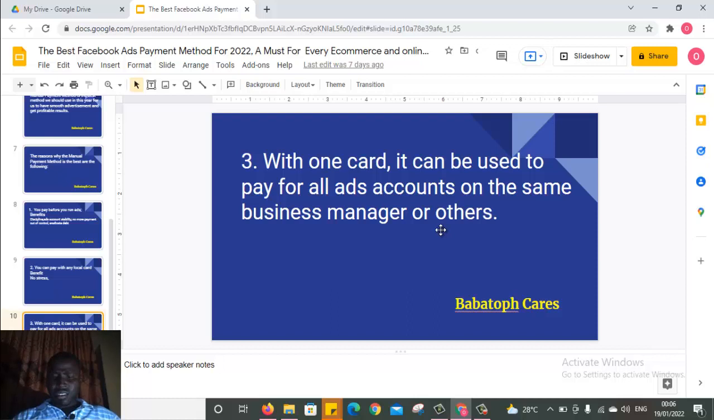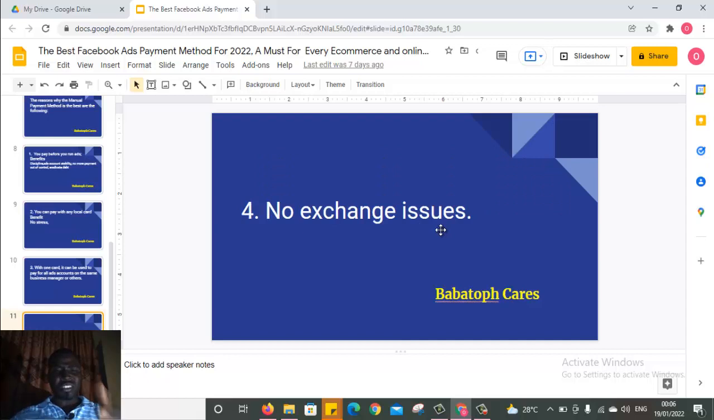Are you getting it? That's why I believe you are now seeing the reason why in 2022 we should all ensure, as Facebook advertisers, to use what? Manual payment method. See, no exchange rate issue. That's another wonderful one. No exchange rate issue.